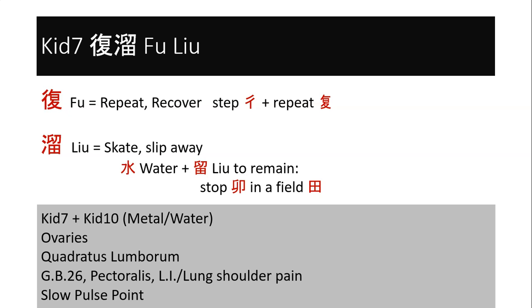Kidney 7 is also a point for bones, which can be combined with moxa on bladder 11, the meeting point for bones. So any sort of bone issue, whether it's arthritis or broken bone, etc., kidney 7 is a good point to consider. But the two main big themes are thyroid and ovaries.